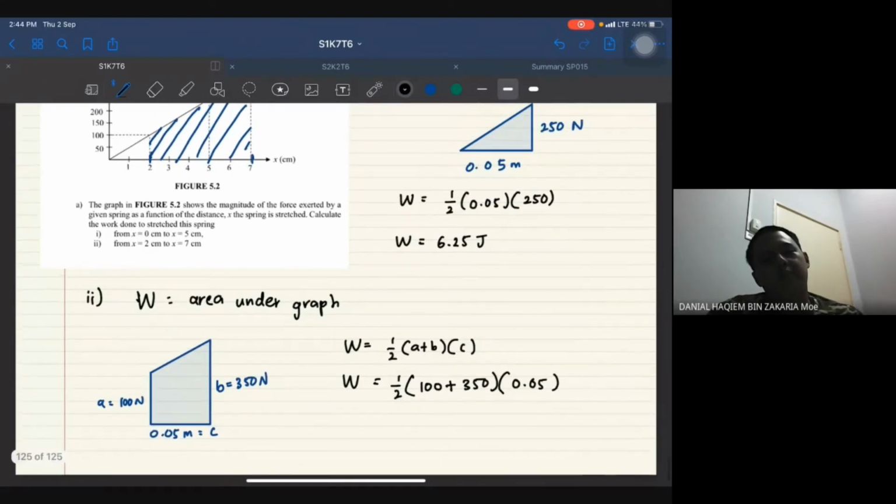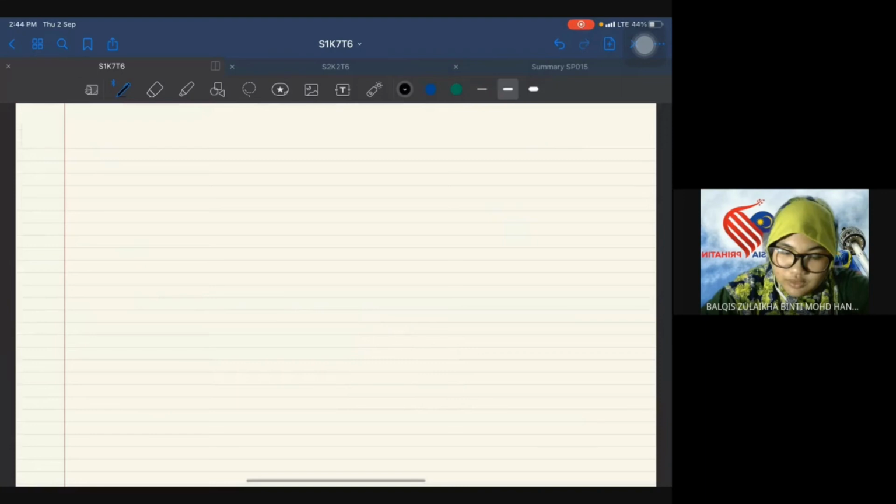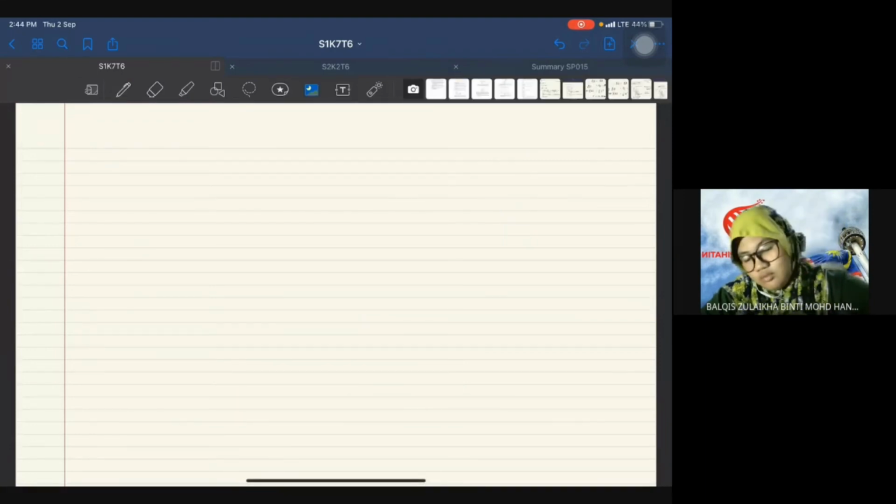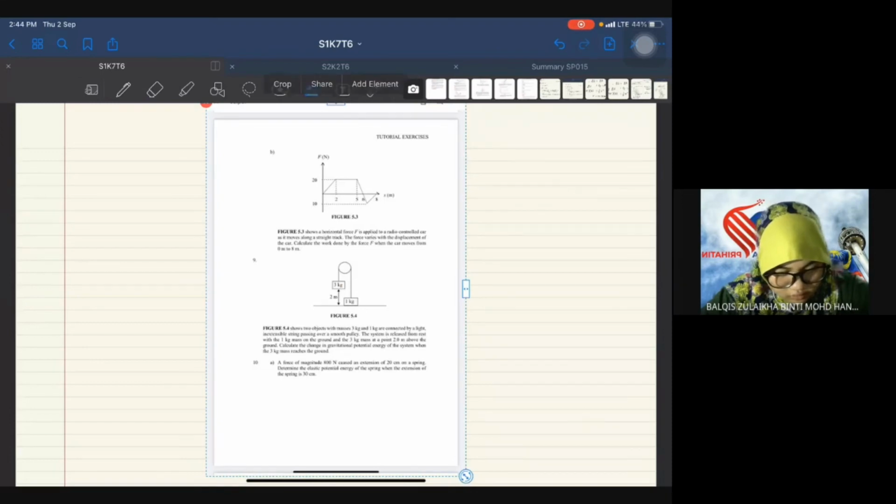In the exam, can you remember the trapezium formula? Hopefully. Yes, wrong. Things like this are not given in the formula sheet, so you have to memorize it yourself. So the answer will be 11.25. Same? Same, sir. Okay. That was straightforward. Okay, question B.